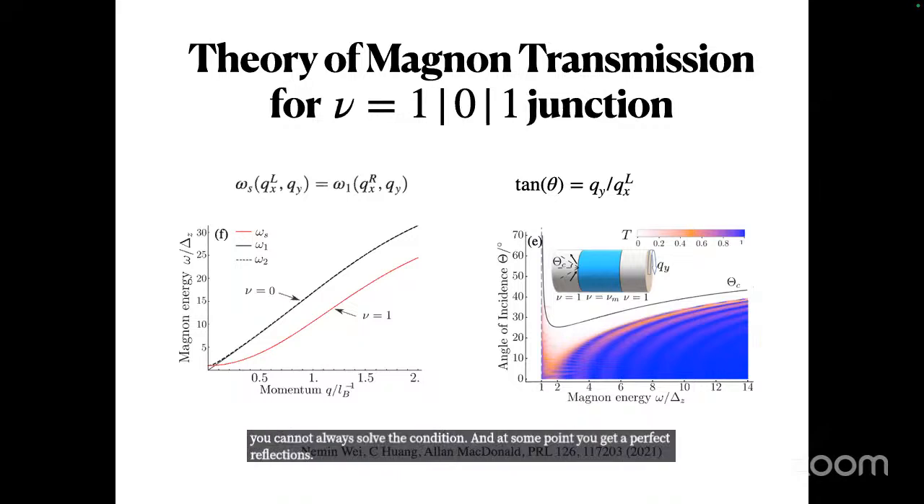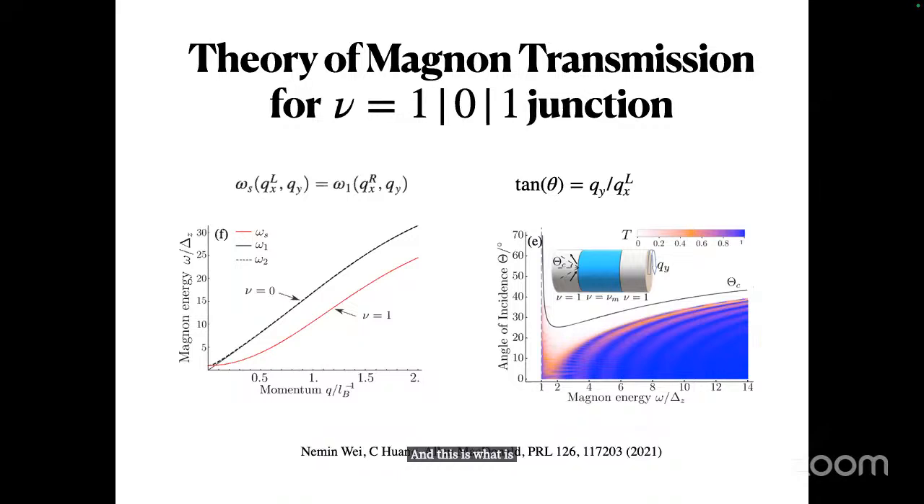And this is what is being shown here. If your incident angle is too big, then you basically have no magnon transmission across the surface. You can read more about that here, but it's an interesting side project. But this is just to tell you that their interpretation of magnon transmission is more or less correct.